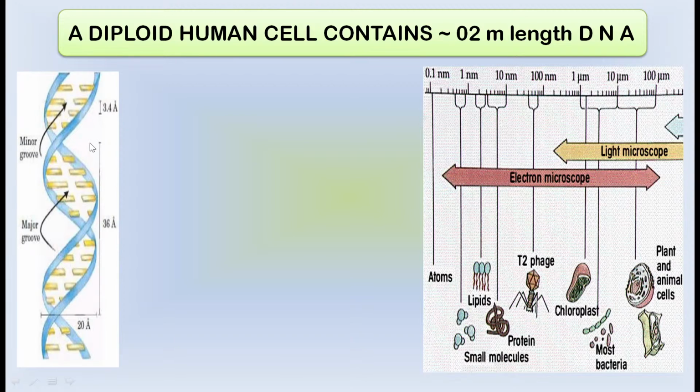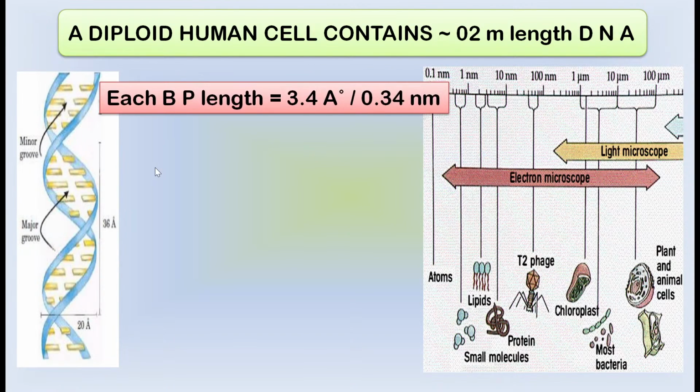If you take the DNA structure, the DNA contains a helix. Each helix contains approximately 10 nitrogen bases, and the helix length is approximately 34 angstrom units or 36 angstrom units, and each nitrogen base length is 3.4 angstrom units, which is the Watson-Crick model of DNA. So each base pair length is 3.4 angstrom units, the distance occupied by each nitrogen base. That is equal to 0.34 nanometers.